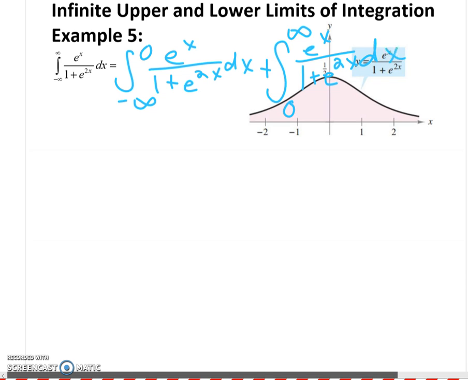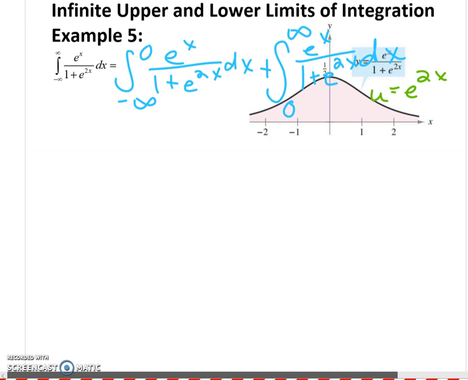So first thing that I'm going to do is I would have to look at e to the x over 1 plus e to the 2x. I'm going to try to integrate that. That's going to be a u substitution problem. So let me come over here to the side, and I'm going to work that with u would be e to the 2x.